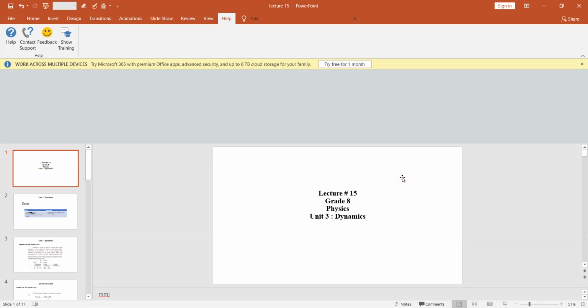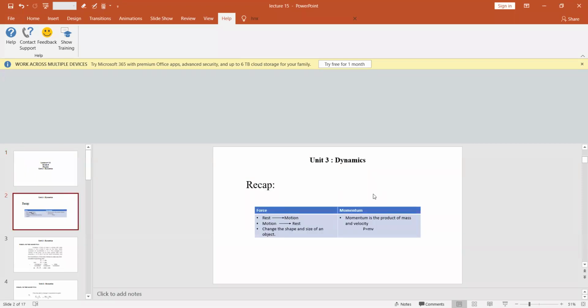This is your lecture number 15 for grade 8 physics, unit 3 dynamics. So we just review the force and momentum. Just briefly, we already discussed these two quantities in the previous lecture. Just recap them. We all know what force actually is.